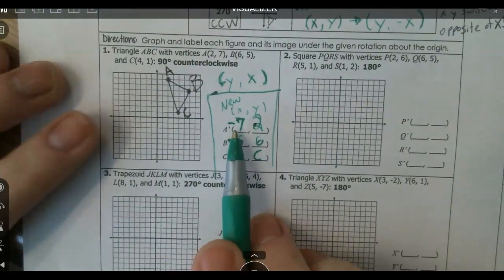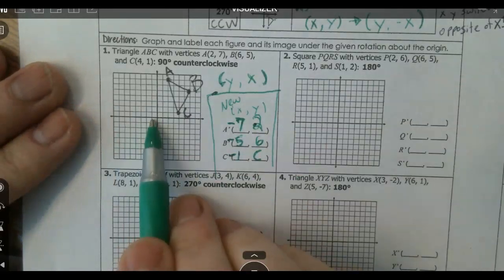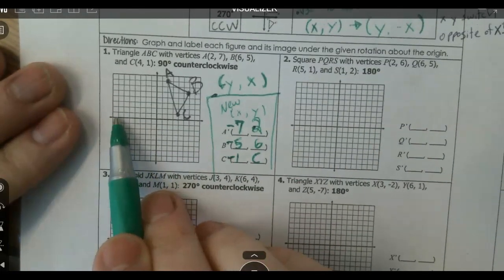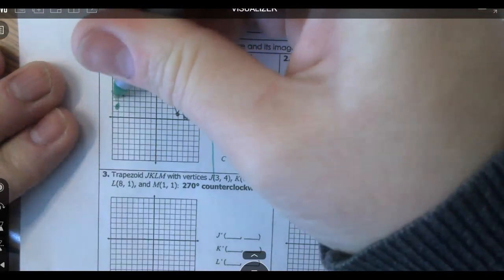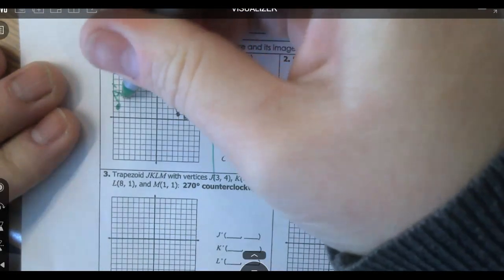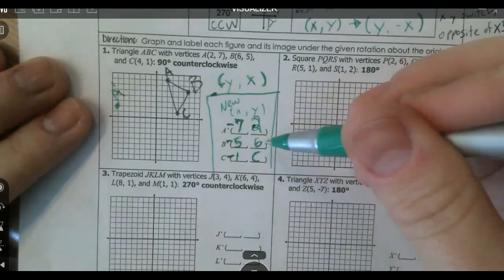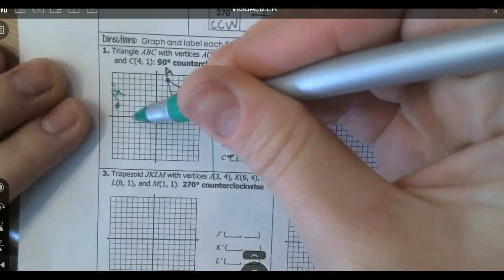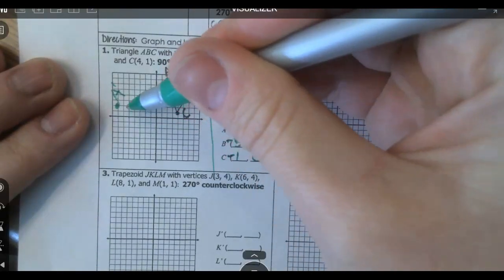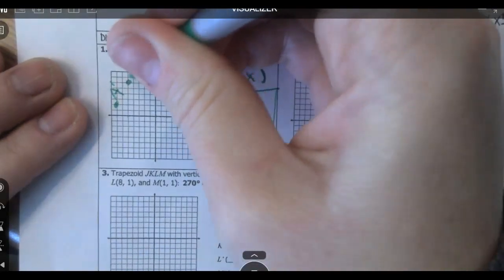So point A will be at negative 7, 2. So start at 0 and go negative 7, 1, 2, 3, 4, 5, 6, 7, and a positive 2, 1, 2. Point A is right there, and we call that A prime. That little tally mark right there is needed. Now we're going to do B prime is at negative 5, 6. So from 0, we're going to go negative 5, 1, 2, 3, 4, 5, and up 6, 1, 2, 3, 4, 5, 6, and there is B prime.